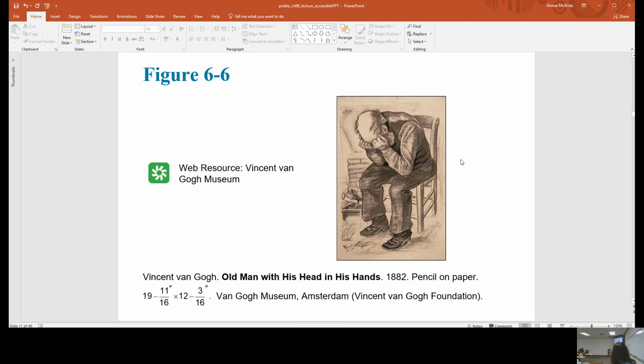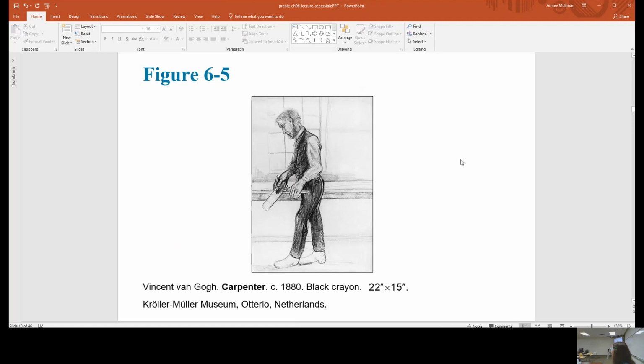We'll look at some other examples in a second of really poor drawings too, just to show that anyone can draw. You don't have to be good at it, but you have to have the determination to get better.